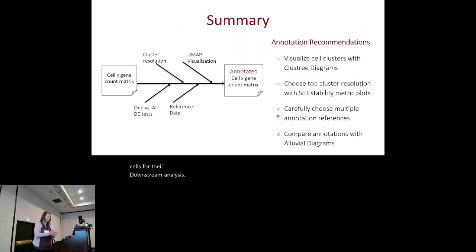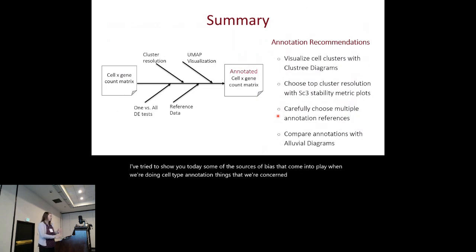All right, so to summarize, I've tried to show you today some of the sources of bias that come into play when we're doing cell type annotation, things that we're concerned about. Cluster resolution, avoiding UMAP visualizations, trying to not do a ton of DE testing before we want to do our final DE testing, carefully choosing reference data. And then we have some recommendations here.